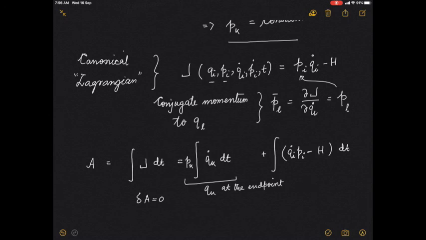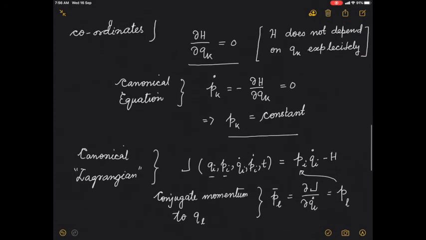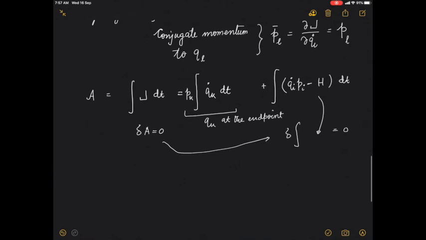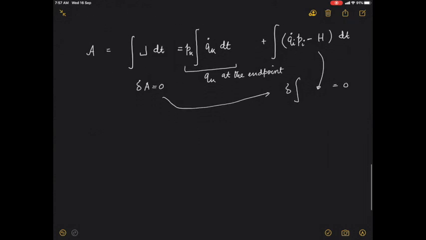Qk dot dt is dq, so the dq integral is q at the endpoints. So this essentially means the delta of this entire thing equals 0. Which essentially shows you explicitly that if you have found some cyclic coordinates, then your problem becomes a lot easier to solve. You don't even need to bother about the variation of those cyclic coordinates.